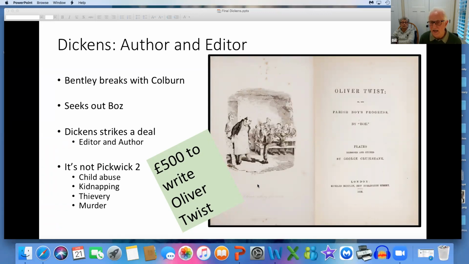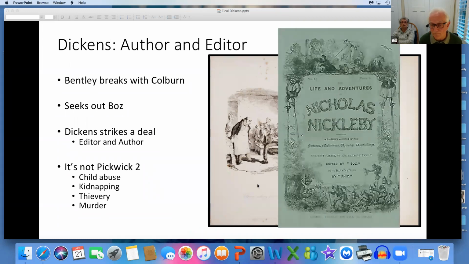Then he gets the idea, I'm going to write a second book. And the second book is Nicholas Nickleby, edited by Boz. He has a different illustrator, Phiz. People are wondering, what's it going to be about? Is it going to be Pickwick 2? We love Pickwick. Well, it's not.